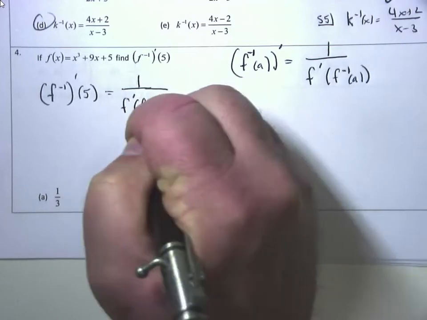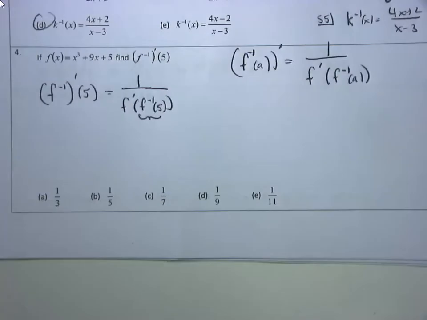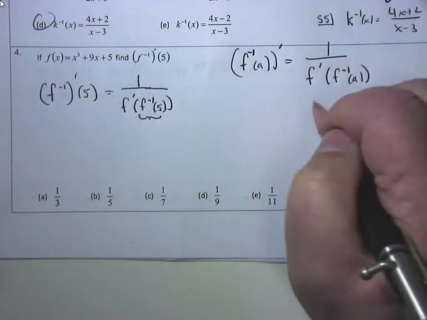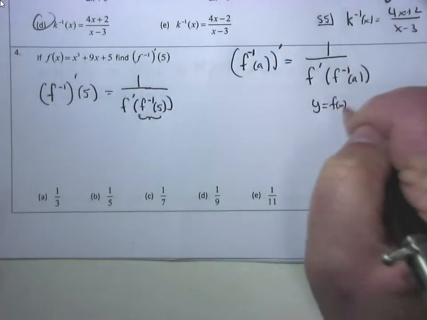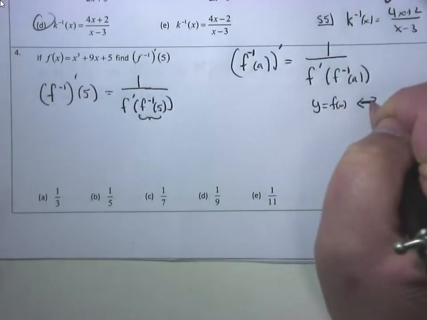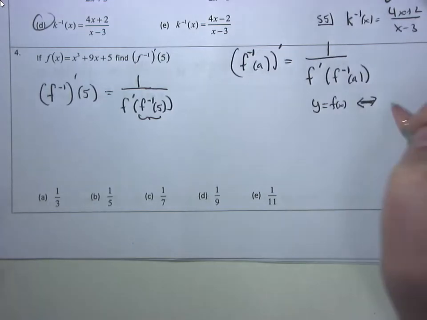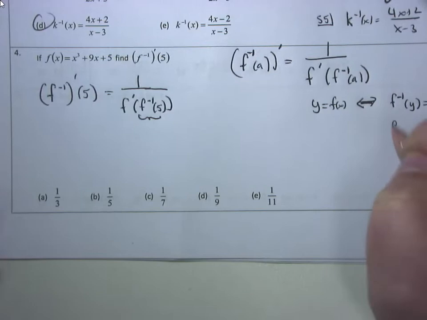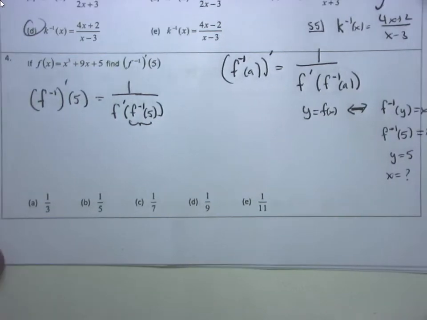To do this problem, you've got to work inside the parentheses first. To remind you, when y is equal to f of x, in terms of the world of inverses, this is equivalent to f inverse of y equals x. So when I see f inverse of 5, I know that y is equal to 5, and my goal is to figure out what the x coordinate is. Okay?